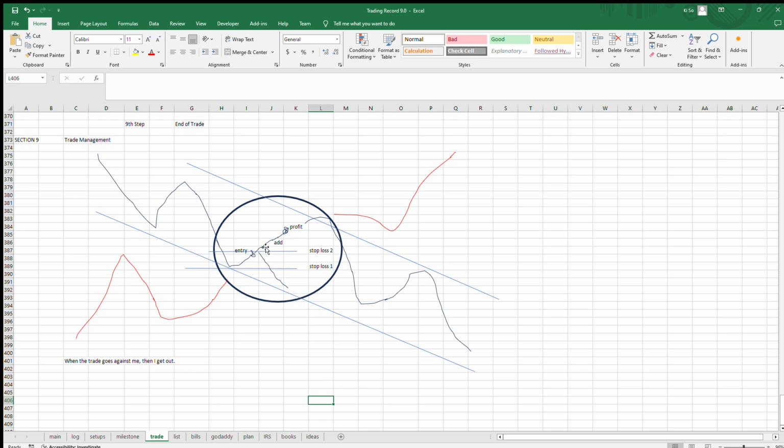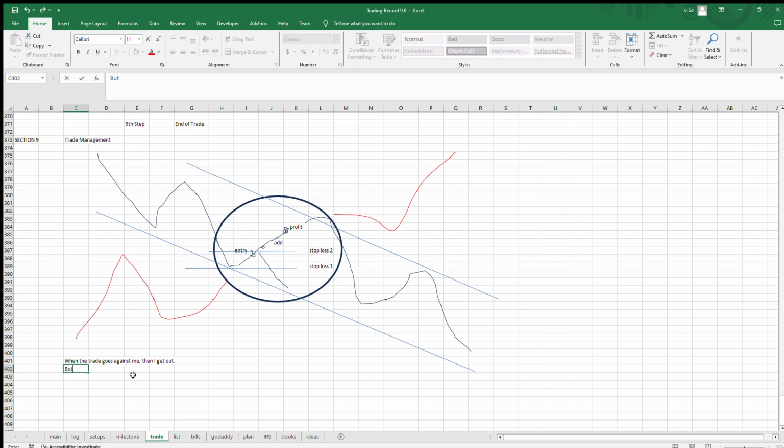It is possible for me, when I add, to do so possibly with a greater size. And as it keeps climbing, I could add and add and add by incrementing the stop losses, adding with a higher stop loss point, such that I keep my gain. That's the idea. When I'm correct, I'm going to be huge, and I'm going to keep it longer. But if I'm incorrect, I'm going to be minimum size, and I'm going to get out. So when the trade goes against me, then I get out.